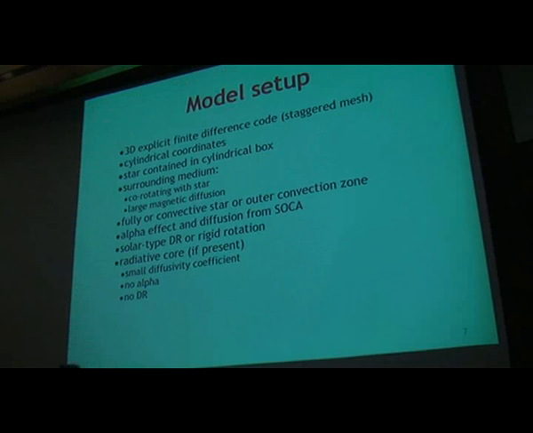So to study the whole thing, we make a simple numerical model. It's a 3D finite difference code, in cylindrical coordinates for technical reasons. And so the setup basically is a cylindrical box with a star inside. It's contained in some poorly conducting medium. The z direction is the direction of rotation.